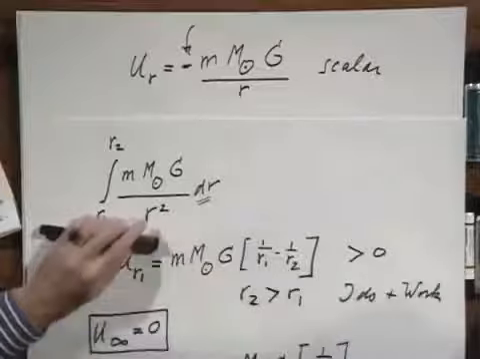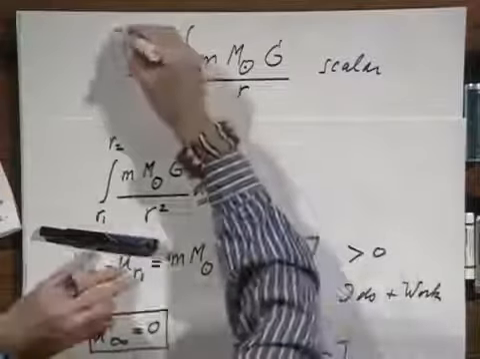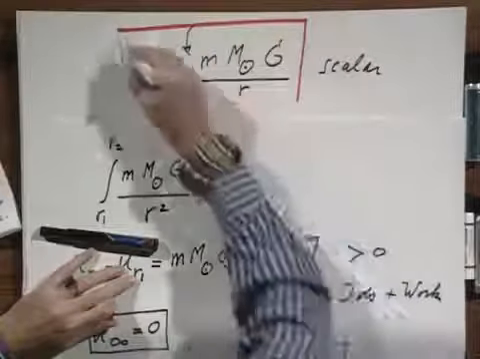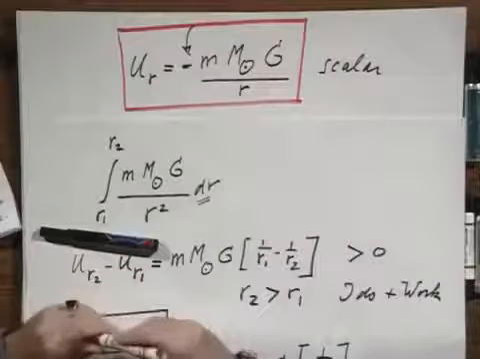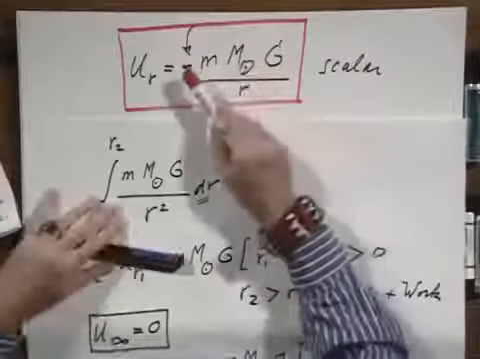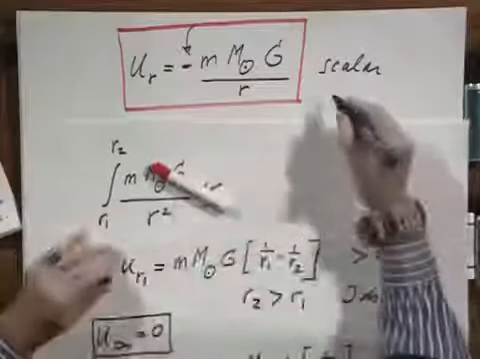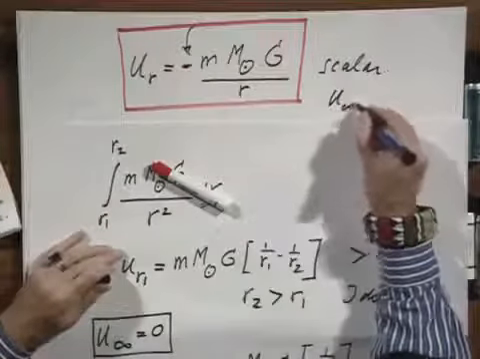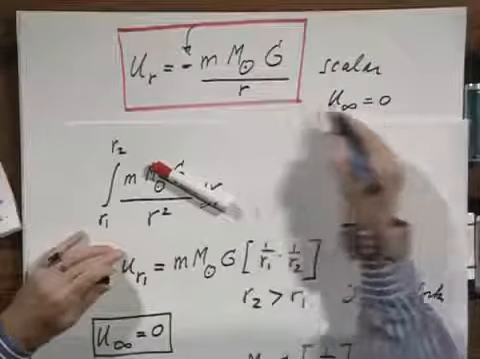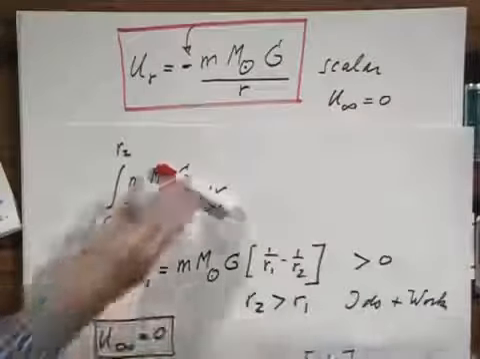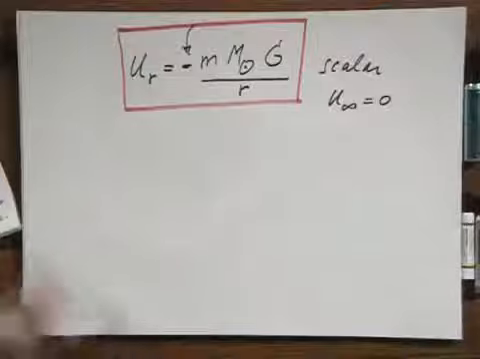Let's put this in a nice red box, because it's a very important equation. This negative sign is the price that we have to pay for the fact that we call U at infinity equals zero. Put in r equals infinity and you see that U indeed becomes zero.